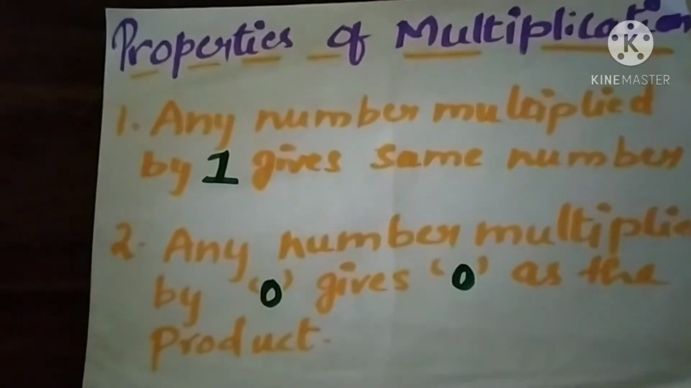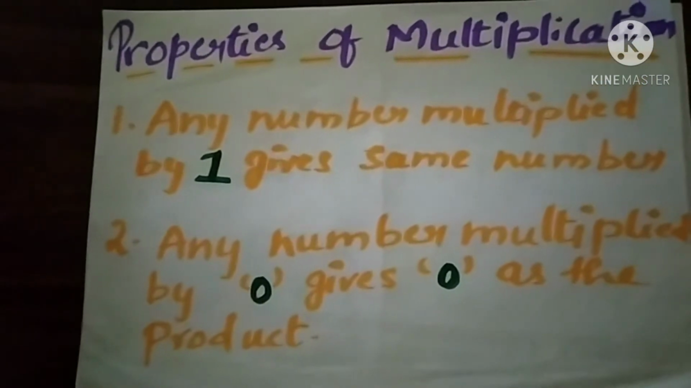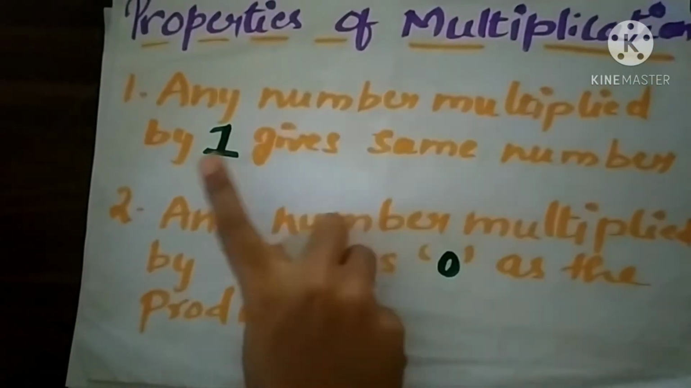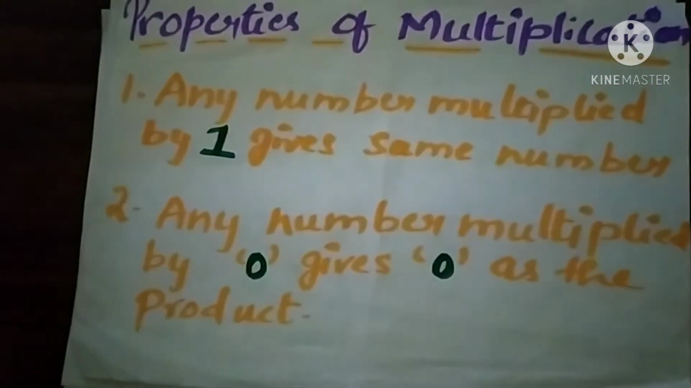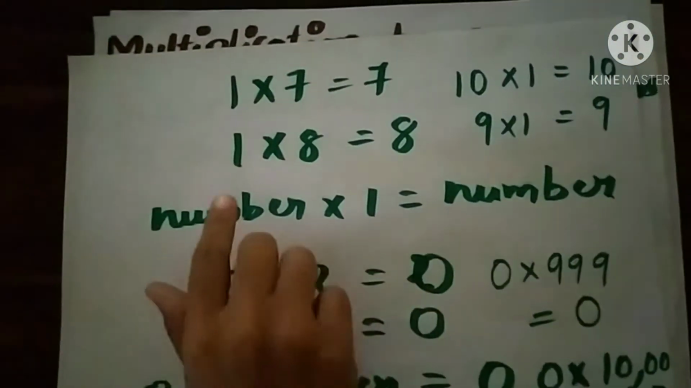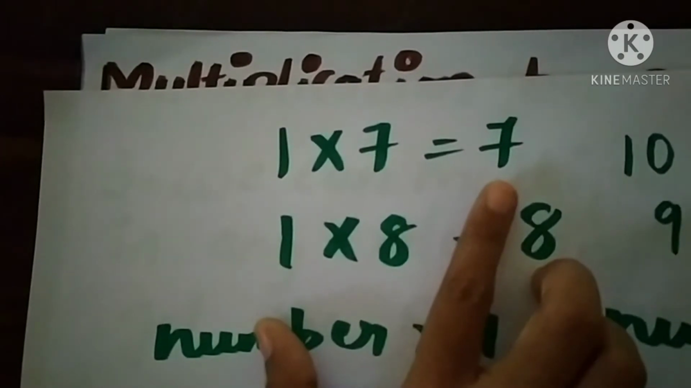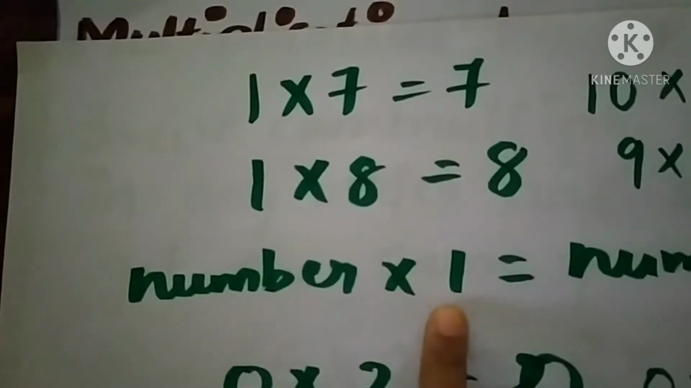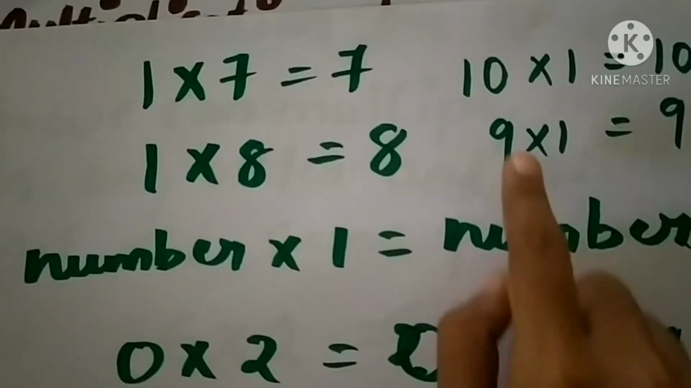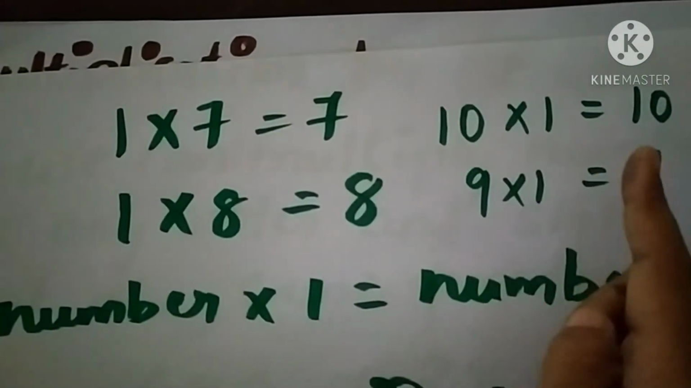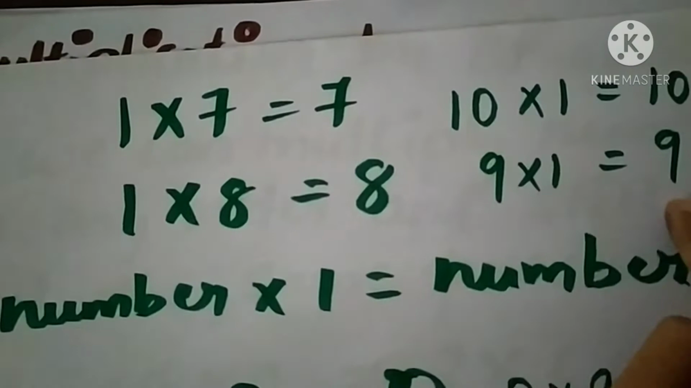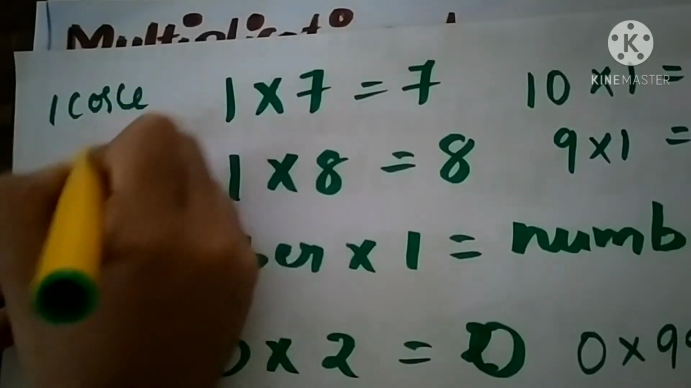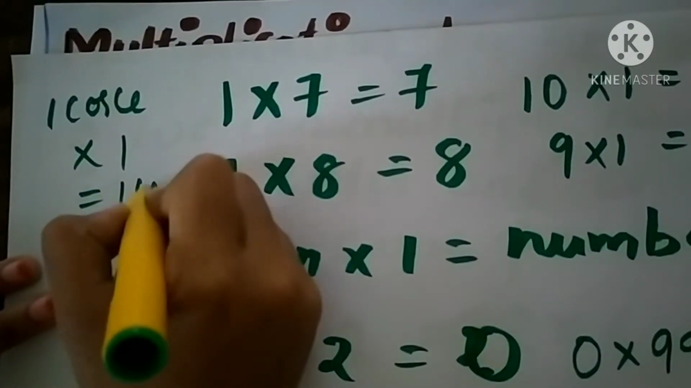Before going to learn how to multiply big numbers, let us learn properties of multiplication. First property is any number multiplied by 1 gives the same number. That means, suppose 1 into 7 is equal to 7. 1 into 8 is equal to 8. That means any number, if you multiply with 1, you get the same number. One more example is 10 into 1 is always 10. 9 into 1 is always 9. If you take any big number like 1 crore into 1, it is always 1 crore.